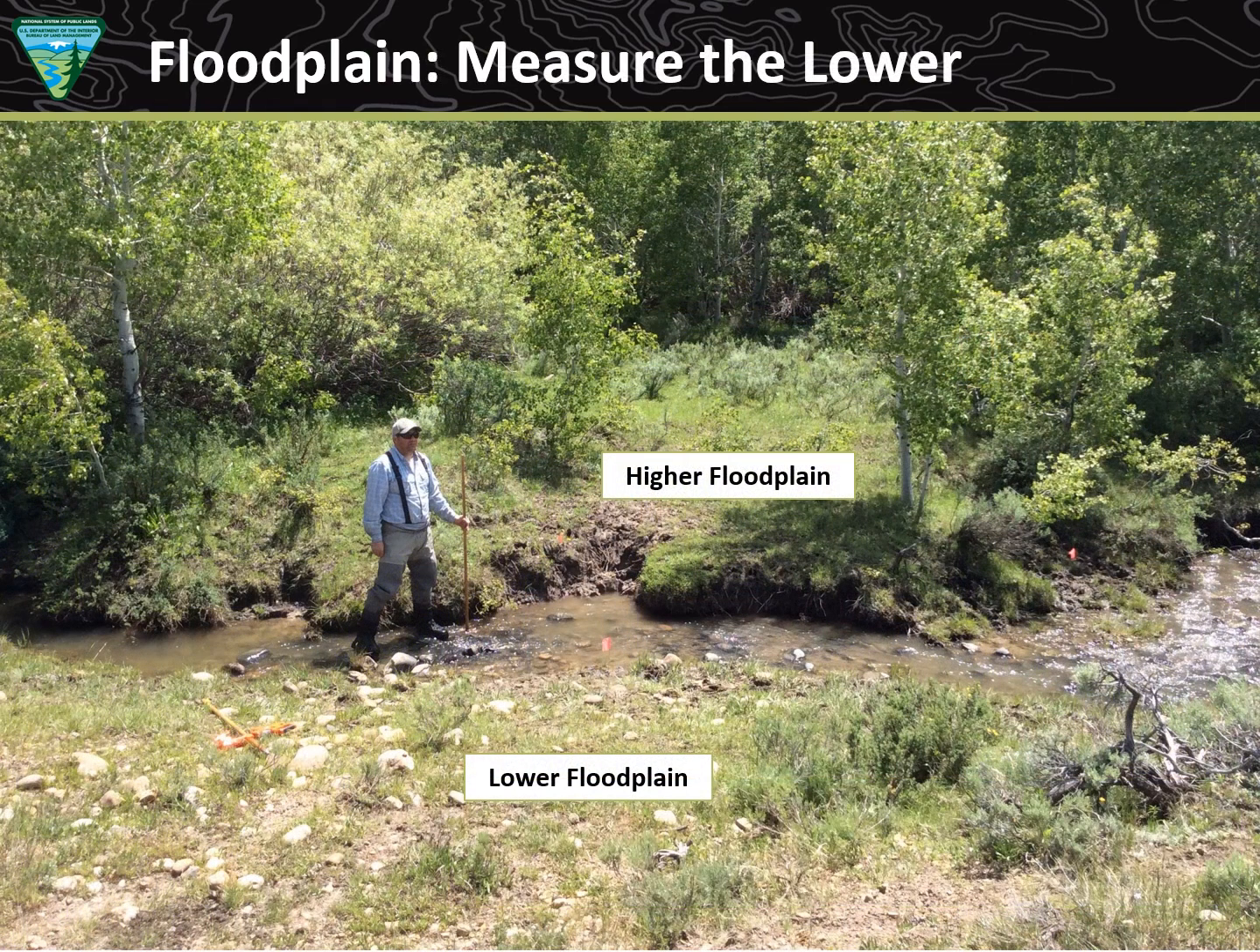Floodplain height can also vary depending on what side of the stream it is on. For the Aquatic AIM protocol, the height of floodplains is always measured on the lower floodplain because the lower floodplain will be inundated first during a flood event.